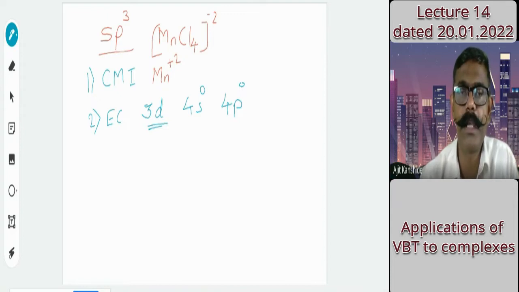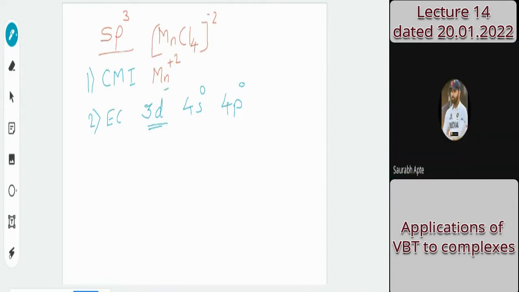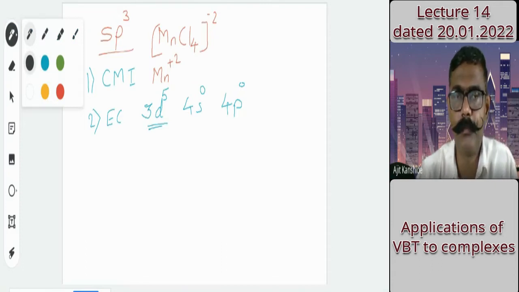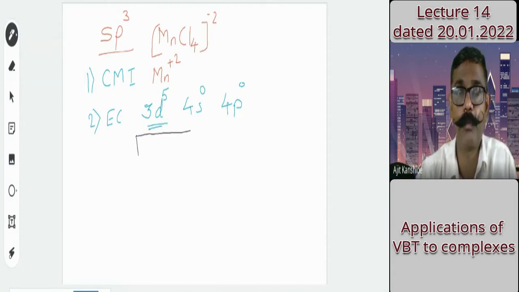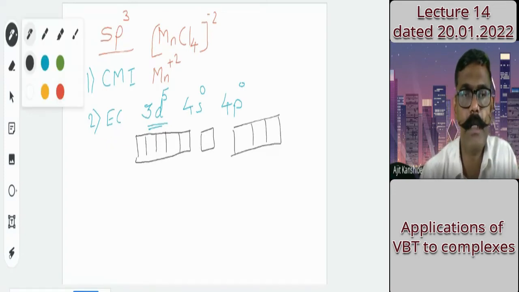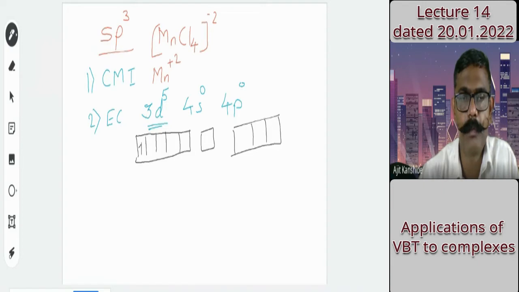So what's the electronic configuration for my Mn+2? How many electrons will be there in that d orbital? 5. Right, 5. That I can represent in terms of the block diagram for the electronic configuration. These five d orbitals are there, then the 4s orbital and the p orbitals. How can I arrange those 5 electrons? First electron in one orbital, second electron, third electron, fourth electron and fifth electron.